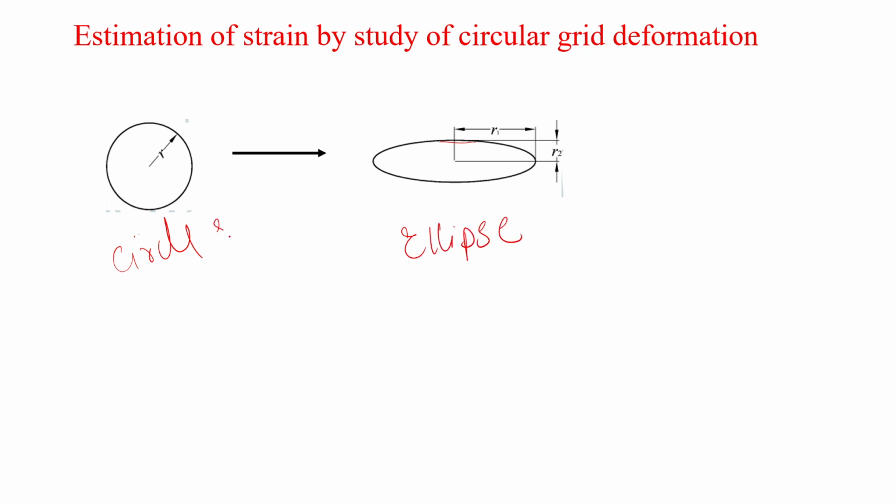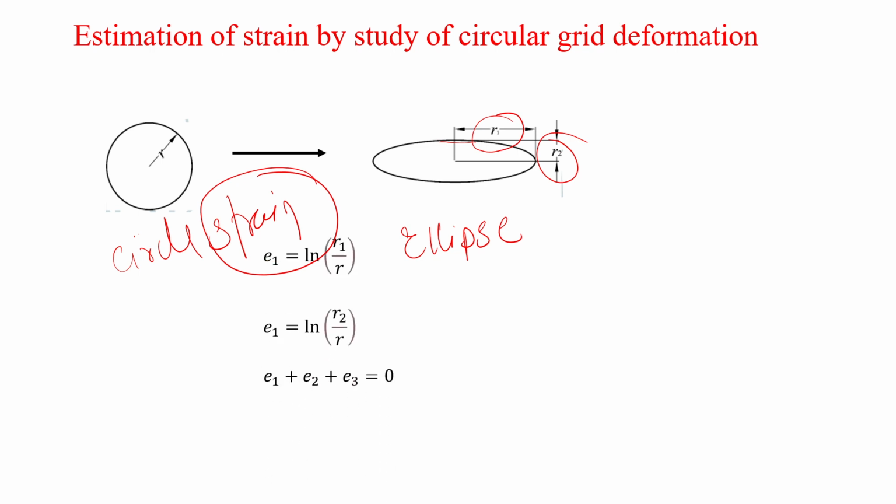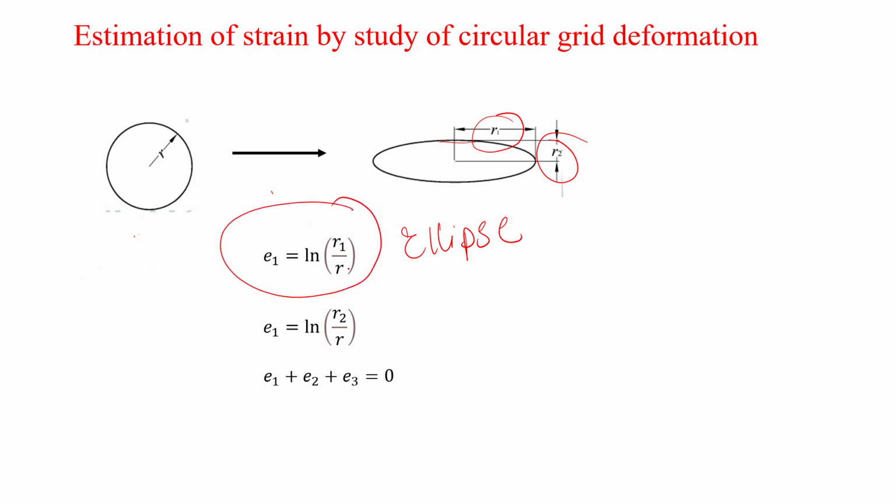This is a deformation. This means strain has been developed here. What does strain do? It either elongates or compresses the material, right? Now it has compressed the circle from both sides, the minor edge side and the major edge side. R1 is called the major radius and R2 is called the minor radius. To find the strain developed, we can use these formulas. The strain developed in the major edge is E1 equals ln R1 by R, where R1 is the major radius.